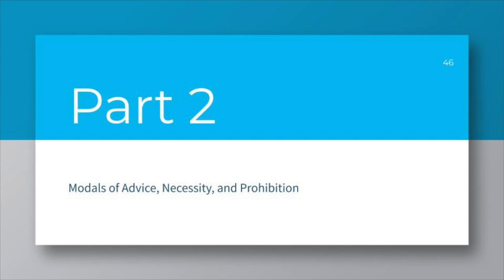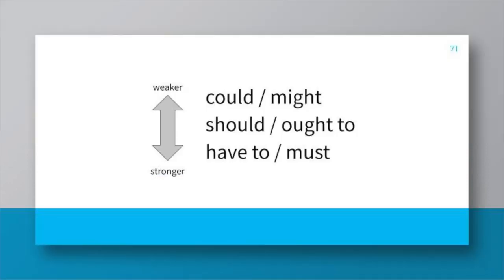Now that we have gotten that out of the way, let's talk about the second type of modals. Now, we're going to talk about advice, necessity, and prohibition. When you talk about obligation and advice, you should know that there are at least 6 modals that we can use. They are could, might, should, ought to, have to, and must.